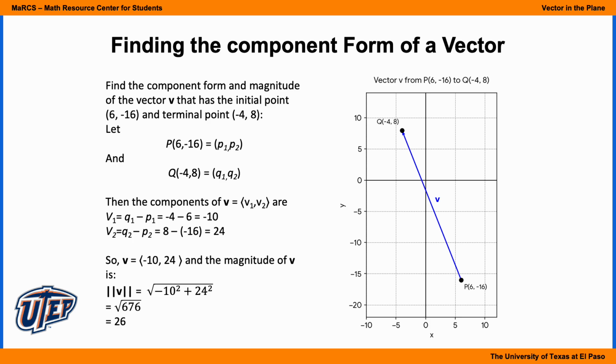So we have Q1 minus P1, so negative 4 minus 6, and that is equal to negative 10. We do the same thing for the vertical component. So we do Q2 minus P2, so 8 minus negative 16, so that'll be 8 plus 16, and that'll give us 24. So in component form, our vector v is ⟨negative 10, 24⟩. Now to find the magnitude, we square each of the components, we add them, and then we take the square root. So we have the square root of (negative 10) squared plus 24 squared, and that'll give us 26.